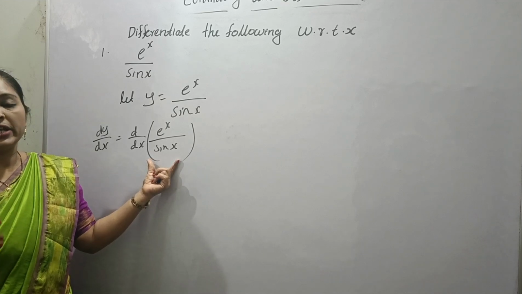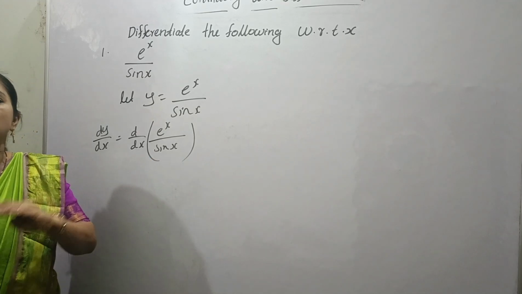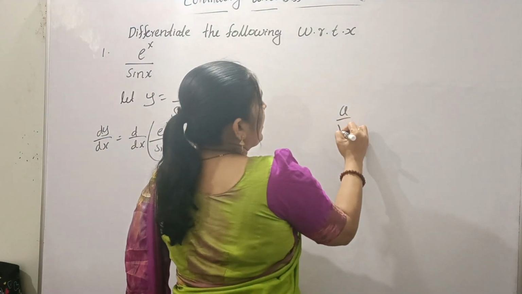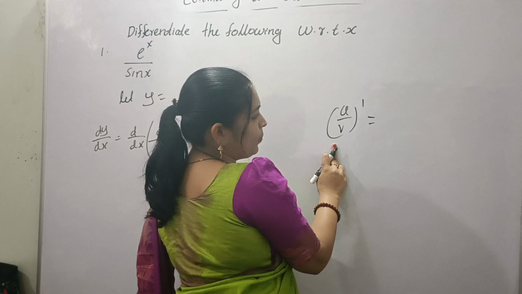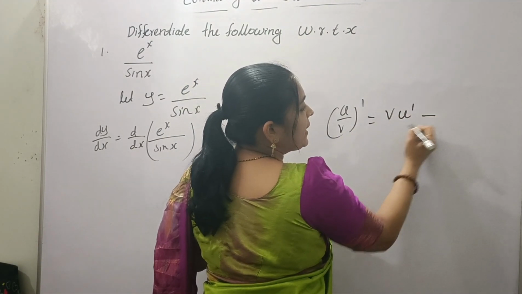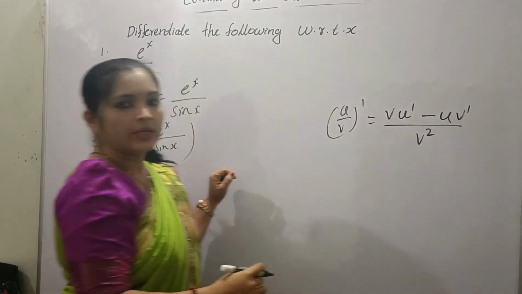Derivative of u by v is nothing but v into derivative of u minus u into derivative of v divided by v square, right? Derivative of u by v is equal to v into derivative of u minus u into derivative of v divided by v square, right?